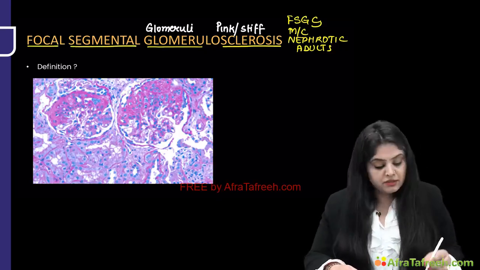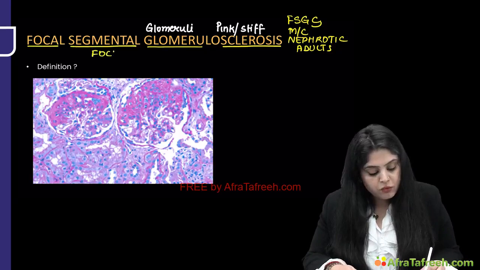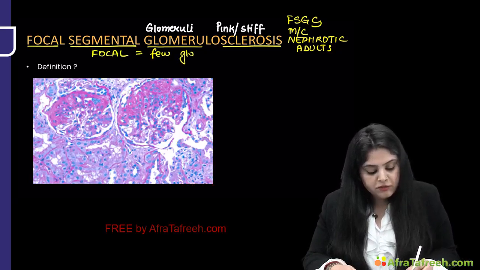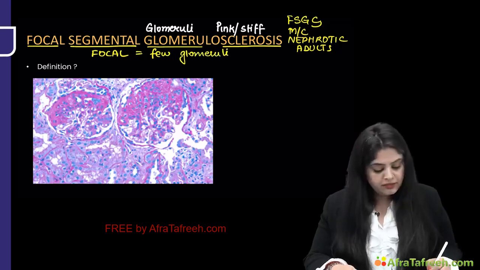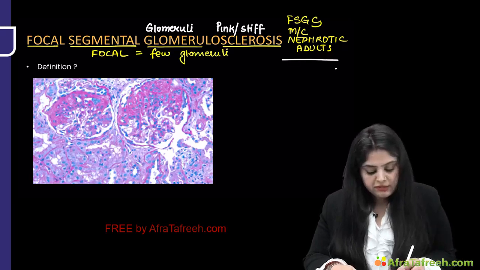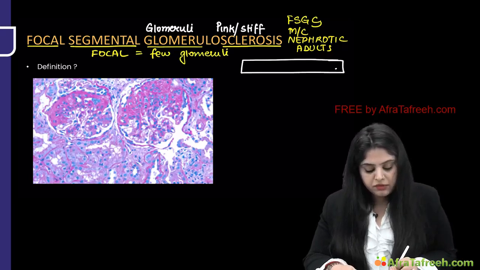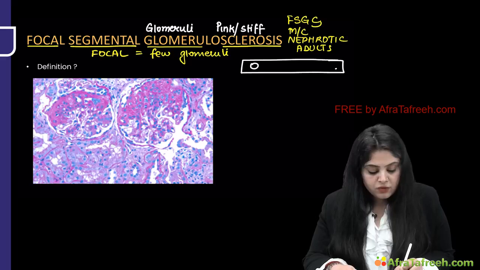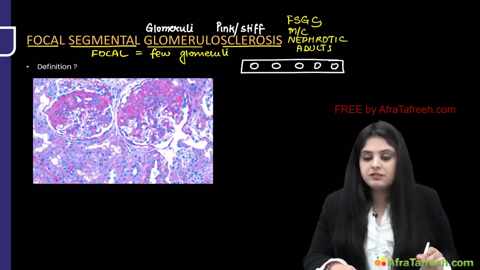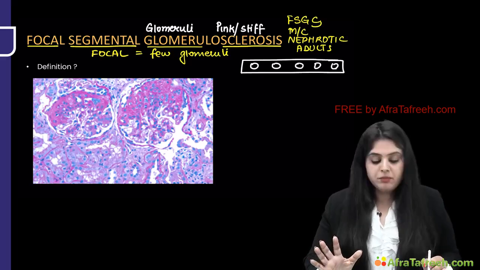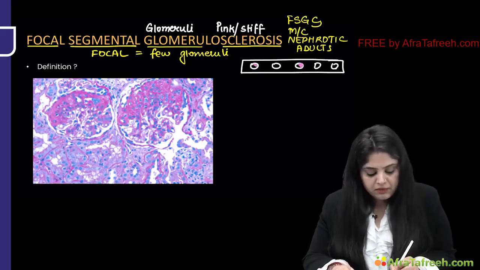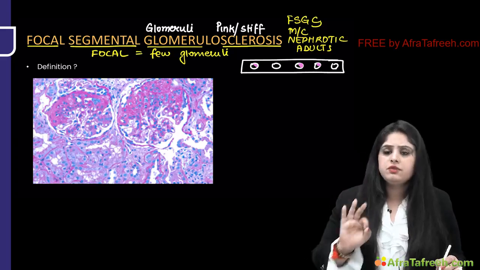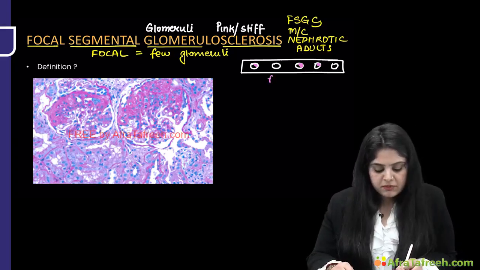That meaning I have to understand. So what is the meaning of focal? Focal means few glomeruli are going to be affected. So for example, if I draw this as your kidney biopsy, and I have drawn 5 glomeruli, just as a random example, now tell me, in how many of them have I drawn the pink material? In 3 out of 5, I have drawn the pink material.